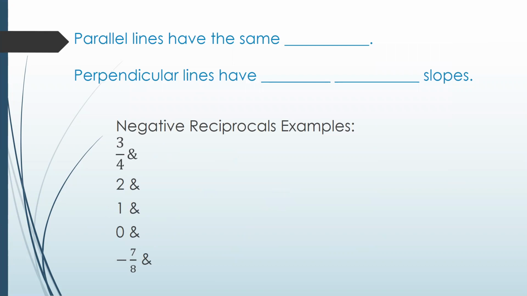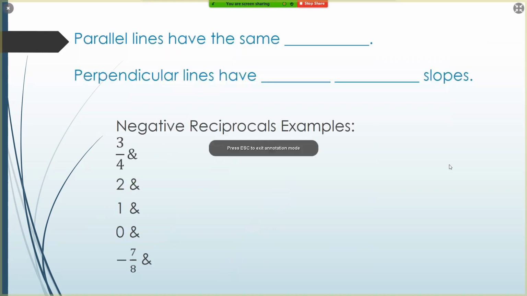Parallel lines have the same slope. That means they're increasing at the same rate. And then perpendicular lines cross and form 90-degree angles. We'll talk about that in a minute. Those have opposite reciprocals.